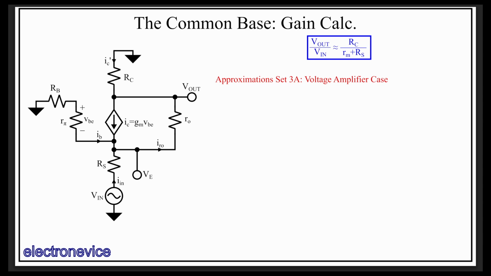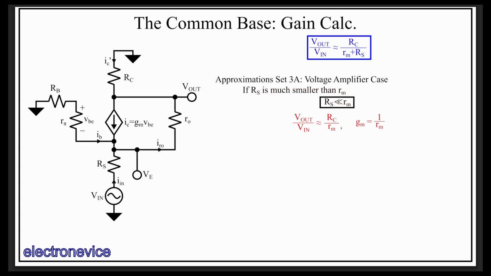If we assume RS is very small compared with RM, which is actually a pretty tall order, this means for a collector current of 1 milliamp, the source resistance would have to be about 2.6 ohms or less at room temperature. For 10 milliamps, it would imply a source resistance of 260 milliohms or less, so a very low resistance case. Then we can eliminate RS from the equation.